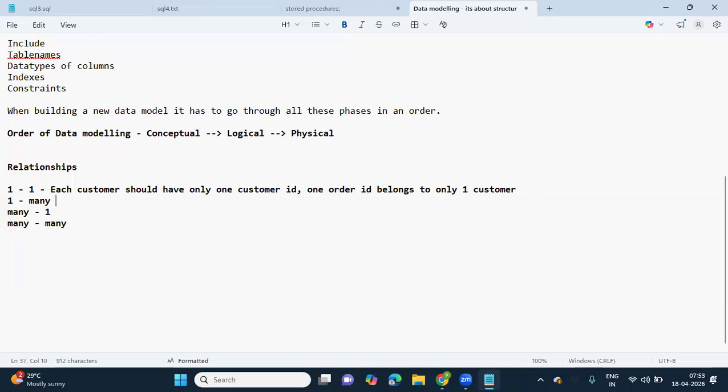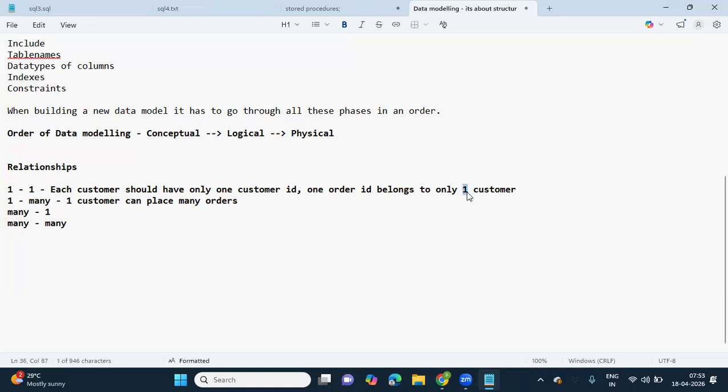Here, if you say one to many, one customer can place many orders. So on the left, on one table, we have only one entry. One entry in the one table corresponds to multiple entries on the other table. So this is the meaning of one to many. The example is one customer can place many orders. Here if you see, one order ID should belong to only one customer, but one customer might have multiple orders.